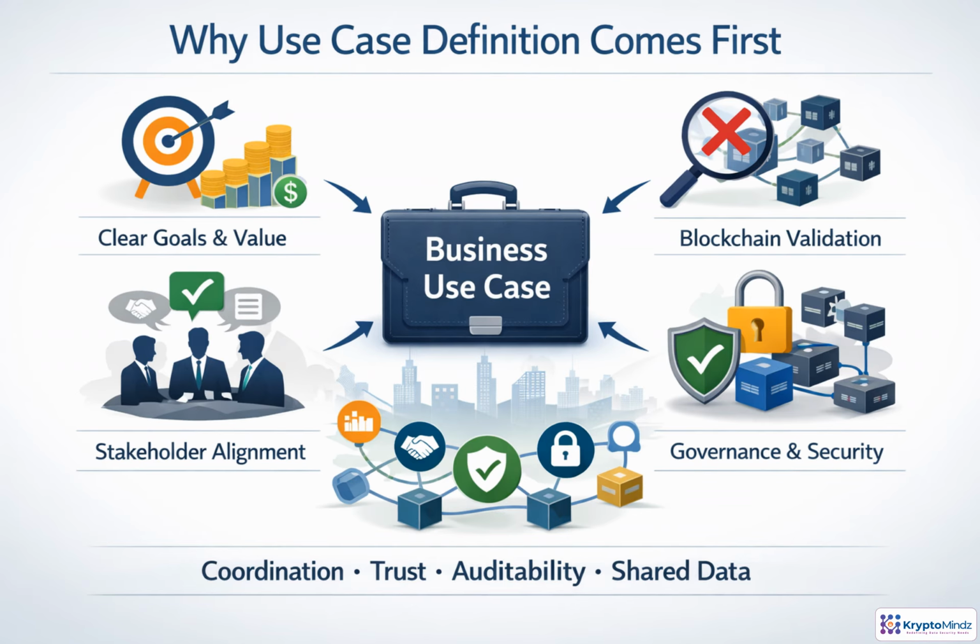Before configuring Besu nodes or writing contracts, define the business use case. Ask what outcome must improve, who needs to coordinate, what data must be shared, and where trust or auditability is missing. This keeps blockchain from becoming an expensive technology choice in search of a problem. Once the use case is validated, requirements become clearer, and decisions about consensus, permissioning, privacy, governance, security, and deployment can be designed around real business value.